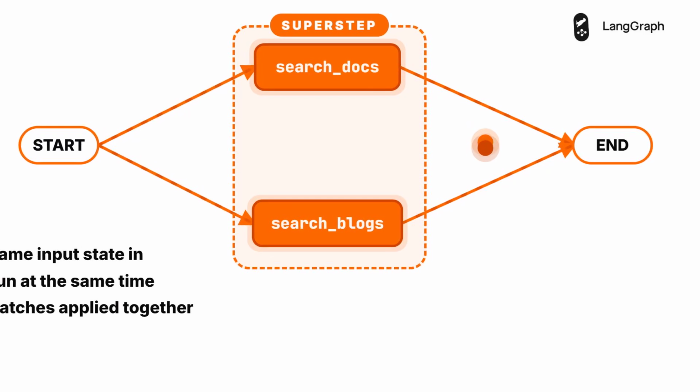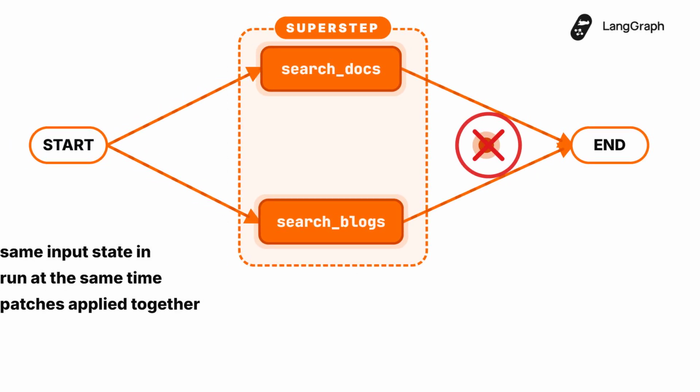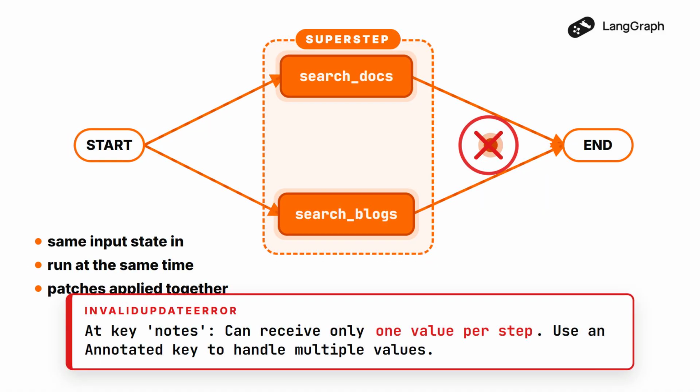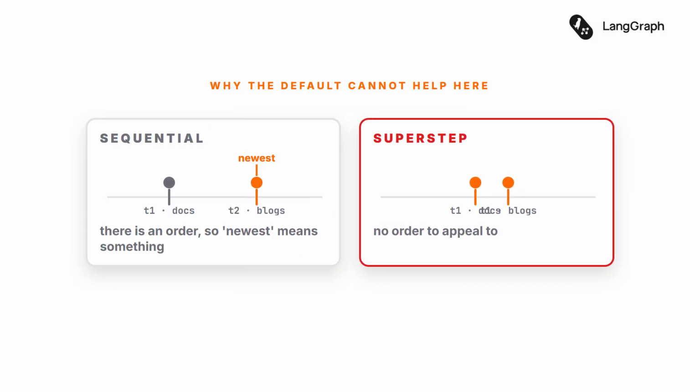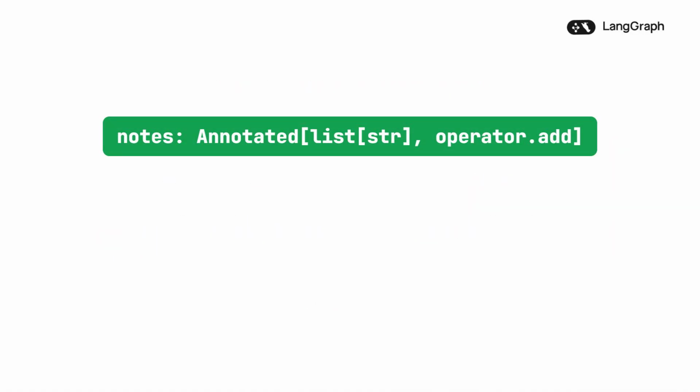Run this version with a plain list, and it does not silently pick a winner. It raises InvalidUpdateError, and the message tells you exactly what it wanted. A key can receive only 1 value per step. Read that carefully because it explains the default. In a sequential graph, 2 writes arrive at different moments, so LastValue can order them and quietly discard the older one. Inside a single superstep, there is no order to appeal to. Nothing in the framework can guess whether you meant to keep the first, the second, or both. So it stops.